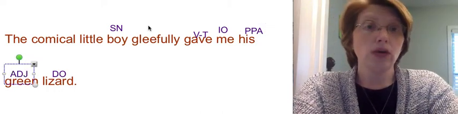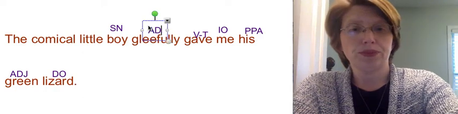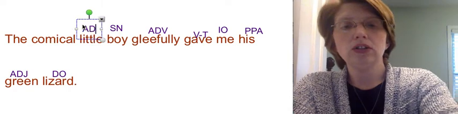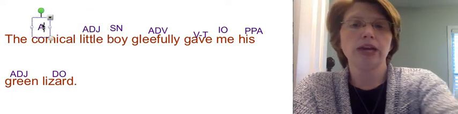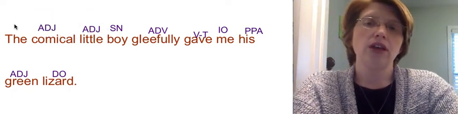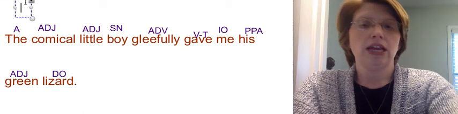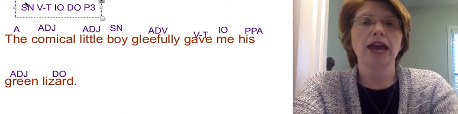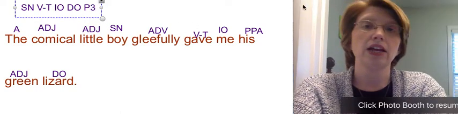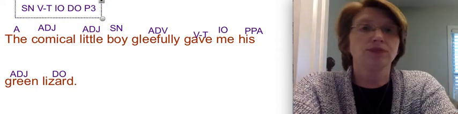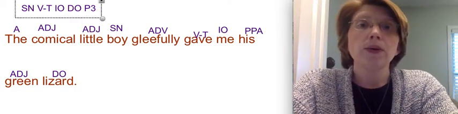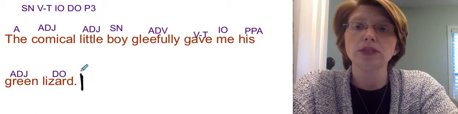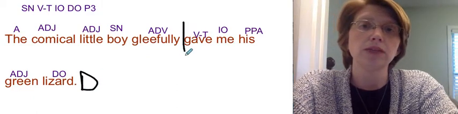What kind of lizard? Green, adjective. Gave how? Gleefully, adverb. What kind of boy? Little, adjective. What kind of boy? Comical, adjective. The, article, adjective. Subject, noun, verb, transitive, indirect object, direct object, pattern 3, check. Verb, transitive, check again. No prepositional phrases, right? Period, statement, declarative sentence. Go back to the verb, separate the complete subject from the complete predicate.